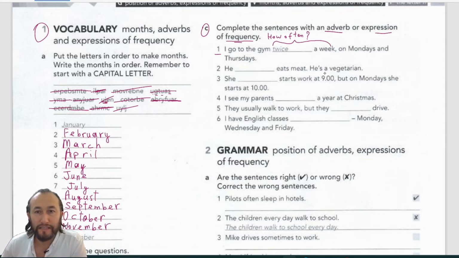Okay, now: he eats meat. He is a vegetarian. So if he is a vegetarian, he never eats meat. And that is an adverb of frequency. So eats is the verb, and the adverb of frequency is coming before the verb, guys. 3. She starts work at 9, but on Mondays, she starts at 10. So there's Monday at 10. But the rest of the week, she starts at 9. So that will be usually. She usually starts work at 9, but on Mondays, she starts at 10.